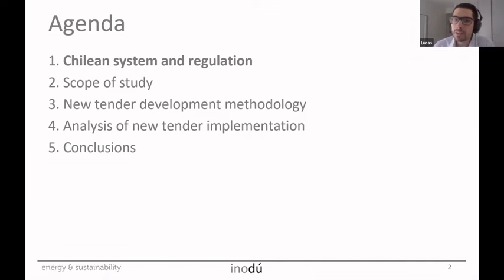The structure of the presentation will start with a brief context of the Chilean system and the changes in regulation. Then we will define the scope of the presentation. And after that, we will explain the structure of the new tender developed by the ISO, and then analyze and assess the performance of the new tender. Finally, we will conclude the presentation with exposed topics.